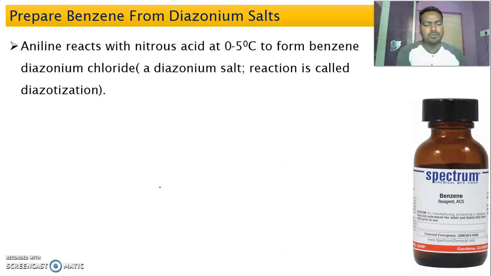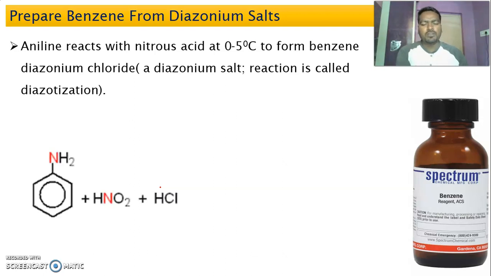First you must know how to prepare diazonium salt. The name itself indicates it contains the diazo group. In chemistry, if any molecule contains nitrogen double bond nitrogen, this is called an azo group. There are two nitrogens, that's why it is called a diazo group, that is benzene diazonium chloride. Now let us see the preparation of benzene diazonium chloride.